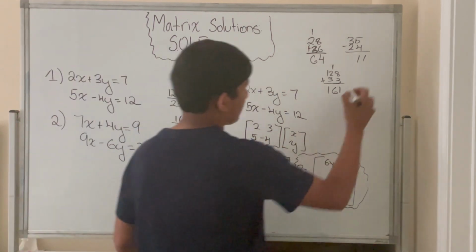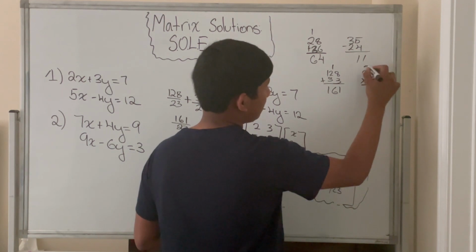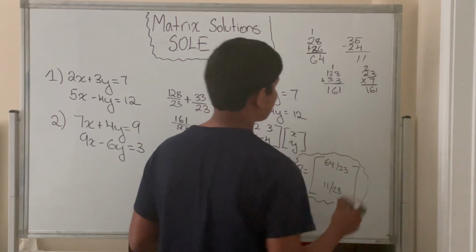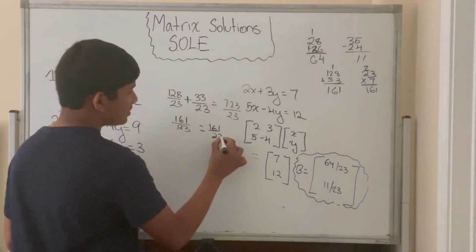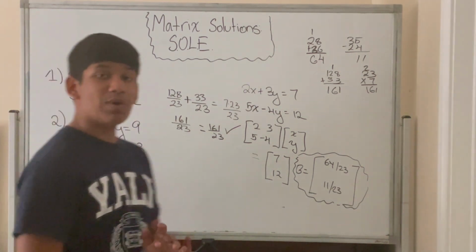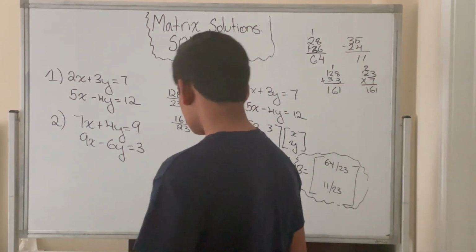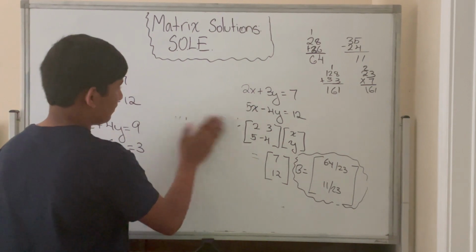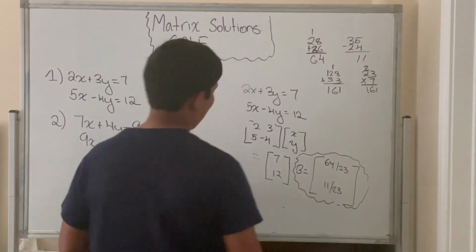Now 7 times 23. 3 times 7 is 21. 2 times 7 is 14, plus 2 is 16. So that's 161. And indeed, 161 over 23 is equivalent to 161 over 23. And we have checked that the first equation is indeed satisfied by these two solutions. Okay. Now, let us go to the second equation. 5x minus 4y is equivalent to 12.